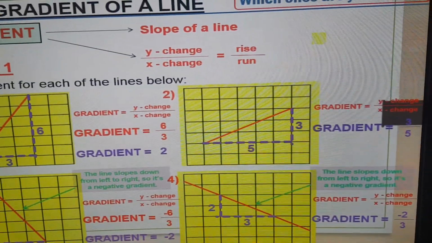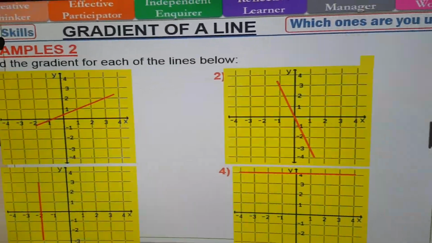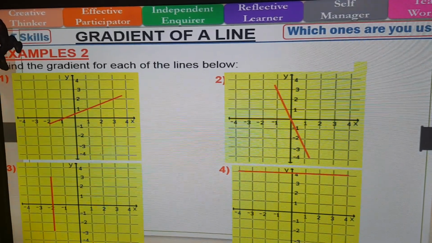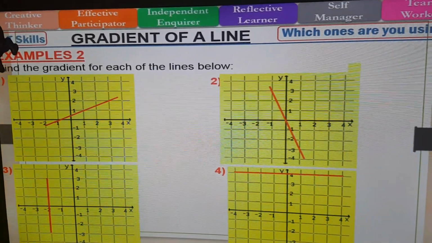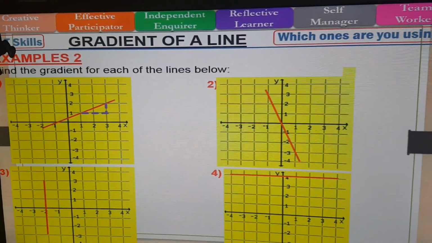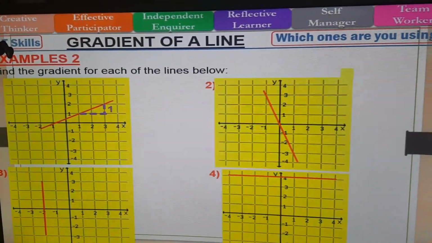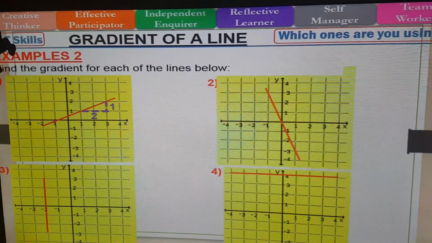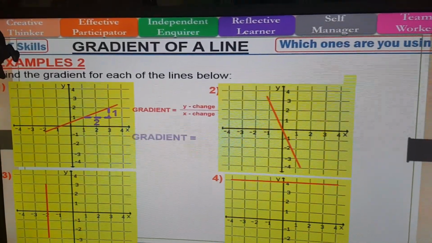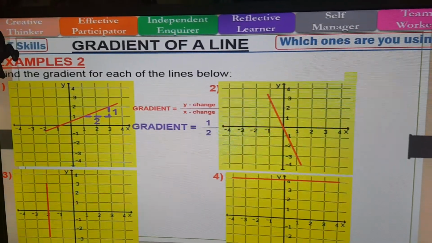All right, let's look at more examples. Now the first one is change in y over change in x: 1 unit vertically, 2 units horizontally. The gradient will be 1 over 2.